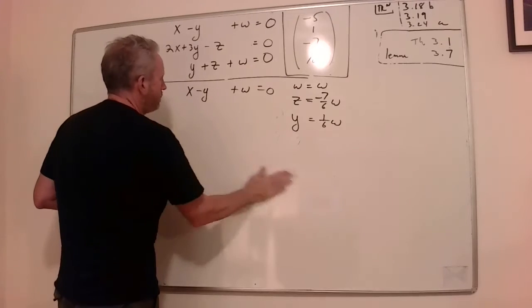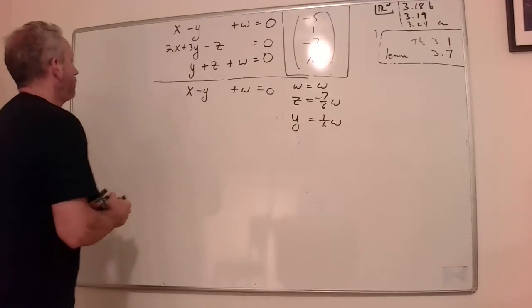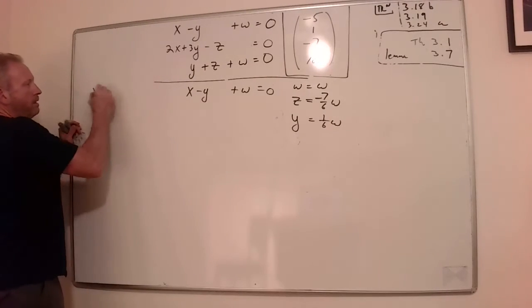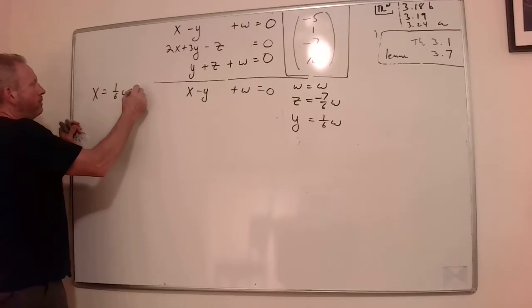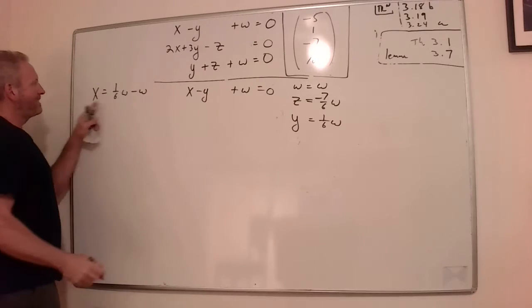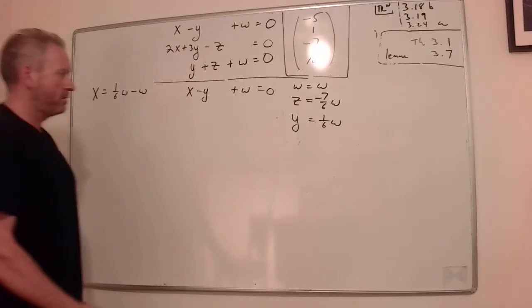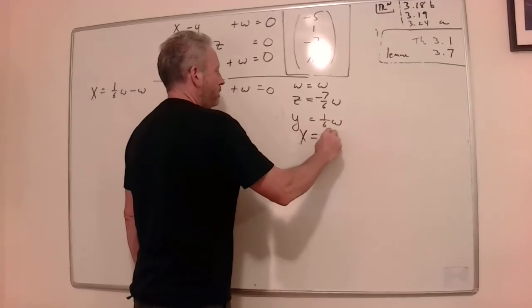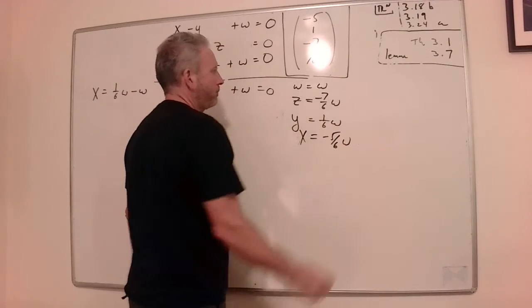And now that's going to be too wet for me to write on, so I'll write it over here. We get x is equal to y, but that's 1/6 w minus w. That's from this equation right here. Just write it over here. So x is equal to -5/6 w.